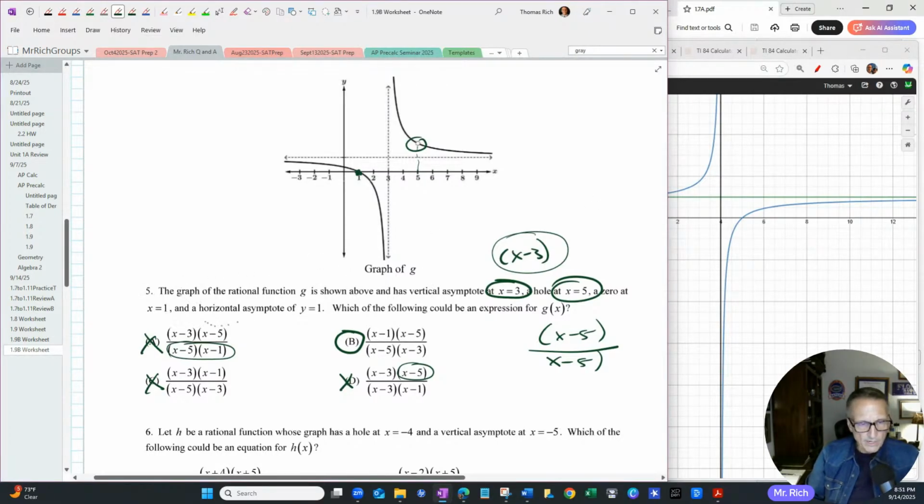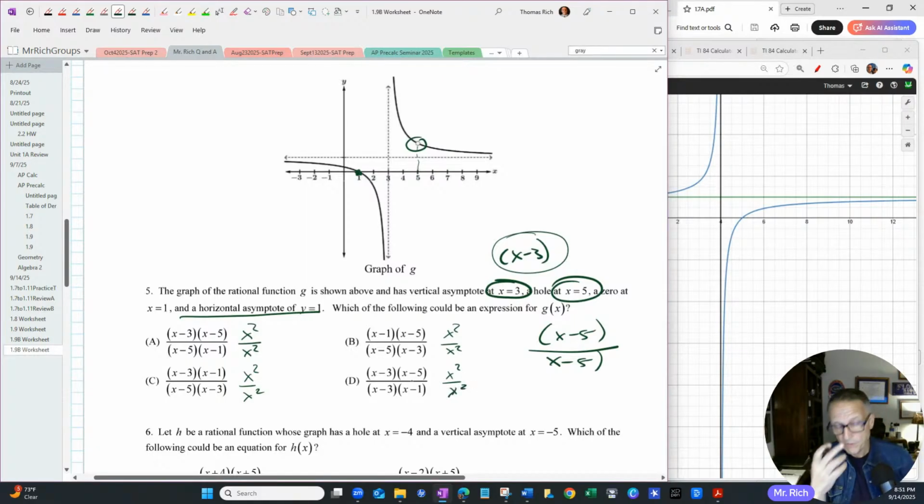Now, as far as the horizontal asymptote at y equals 1, every one of these functions has that horizontal asymptote. So that is not a differentiating feature between the graph and the equations. Now, how do I know they all have horizontal asymptotes at 1? Because all of these answer choices have highest degree terms, top and bottom, of x squared. If you multiply those all out, they're all going to be x squared over x squared, which means there is a horizontal asymptote at the ratio of their coefficients, which would be 1 over 1, or 1.